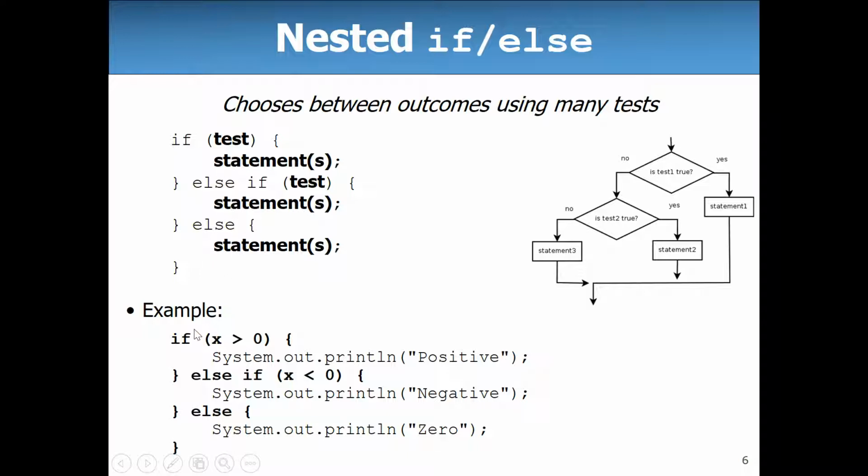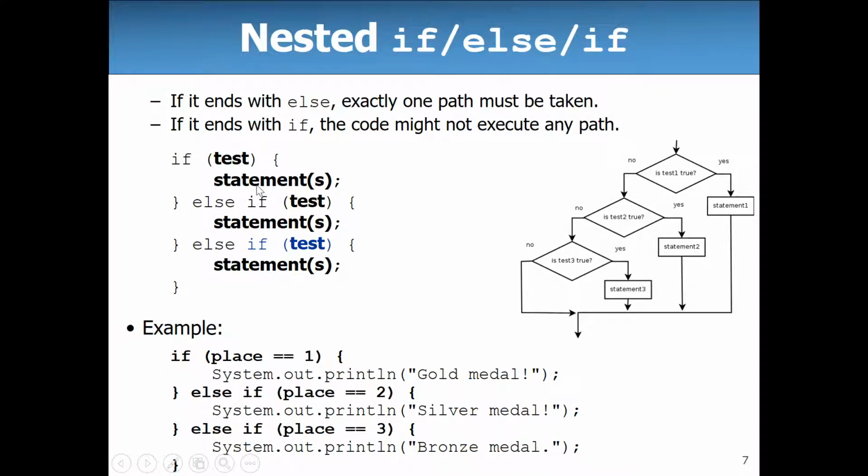So for example, suppose we have some int x over here. If x is greater than 0, we'll print out positive. If x is less than 0, we'll print out negative. Otherwise, we'll print out 0. So let's say x is negative 2. Is negative 2 greater than 0? No. Is negative 2 less than 0? Yes, so we'll print out negative. And then we just skip the last line. So right, is test 1 true? If so, we do the first thing. Otherwise, we check test 2. Otherwise, we go on. And we can make as many of these as we need to.